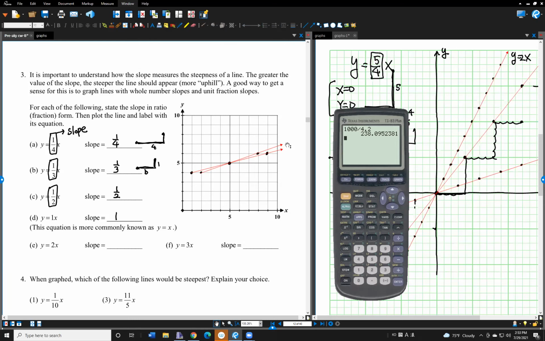Now slope is one half. Two right, one up, right? Two right, one up. The next one, two right, one up. So from here to the left, one down, two left, one down, two left. That's the graph.